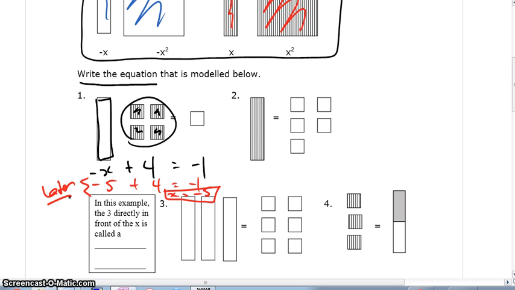So pause the video here for a minute, and then try 2, 3, and 4. I really want you to work through those on your own before you watch the video so you can see what's going on. So pause it here, try.